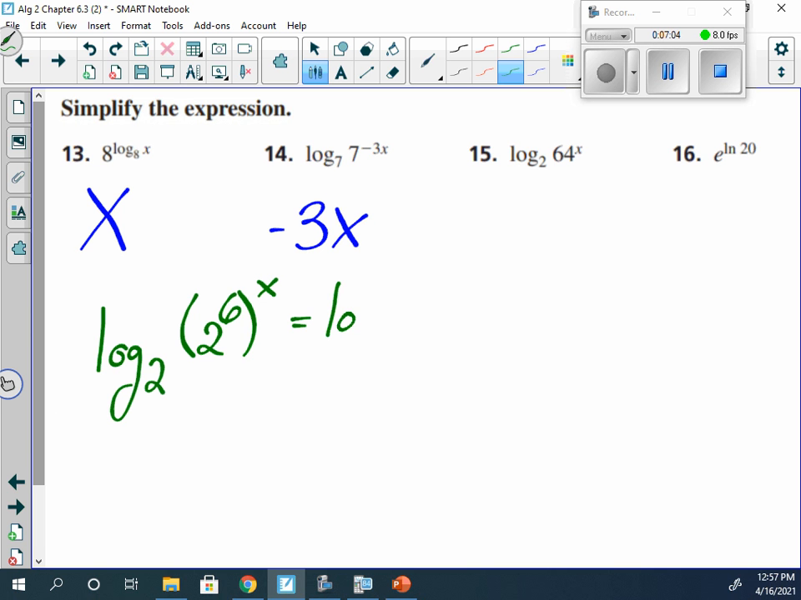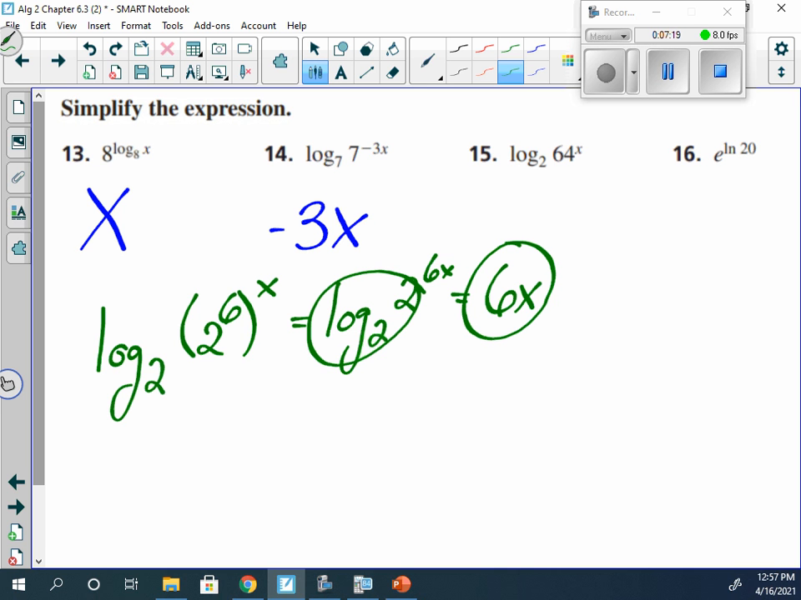because 2 times itself 6 times is 64. So we rewrite this as log base 2 of 2 to the 6x. Well, log base 2 of 2 would simplify, leaving us with just 6x. So log base 2 of 64 to the x is 6x. Any questions on any of these so far? Any questions on anything we've done so far?